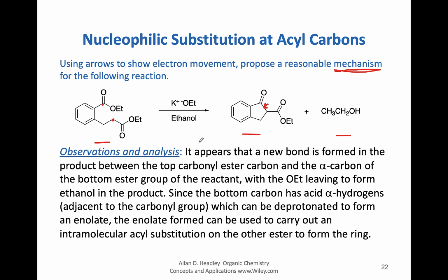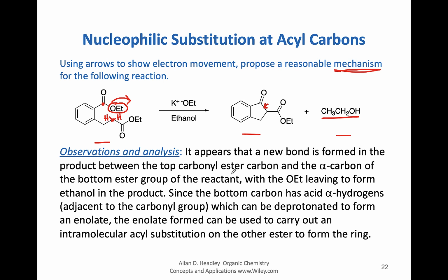So for that to happen, we would need to convert these hydrogens here, or extract those hydrogens, to form the enolate, a good nucleophile that can react with this electrophilic carbon, and this becomes our leaving group over here. So that's what needs to happen. I've described this here verbally, so you can just read that through.